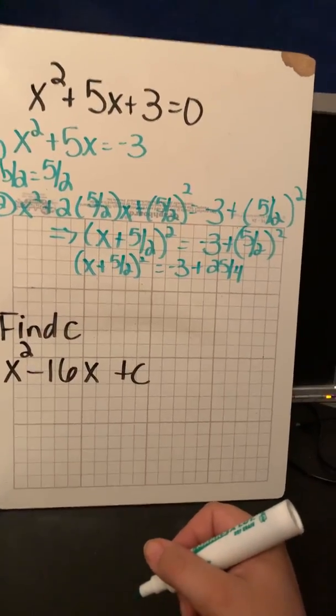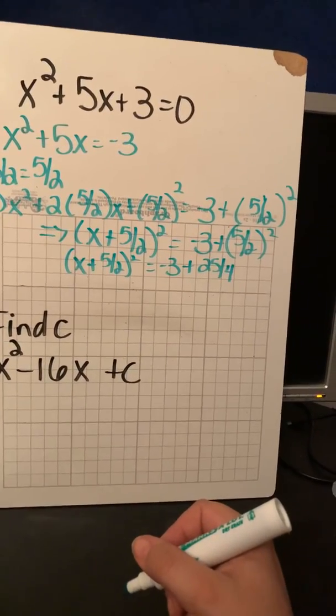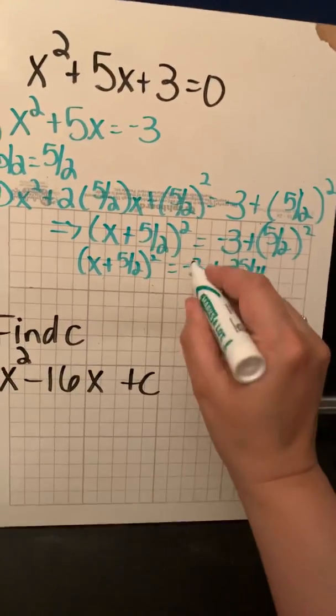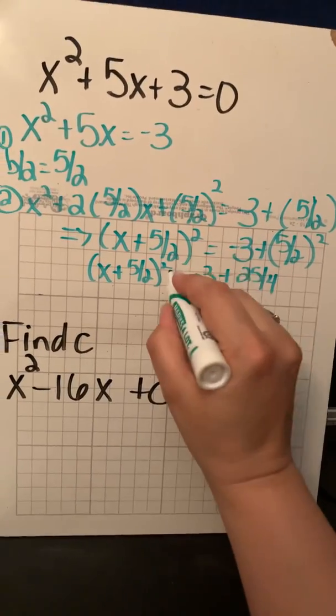In order for us to add fractions, we have to have a common denominator. So what do I need to multiply this one by? 4 over 4.